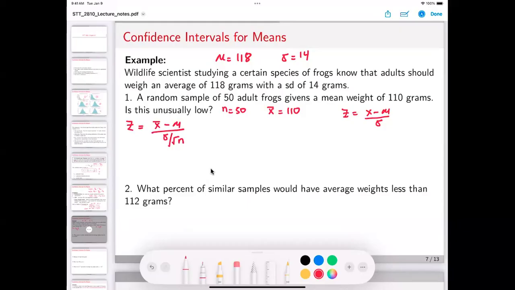Is that okay? So now let's try to find the standard deviation of the sample mean. We know the standard deviation of the sample mean is given as sigma divided by root n. We know from the problem that sigma is 14 grams. Our n is 50. So we know the standard deviation of x bar is given as this. So now let's try to compute that.